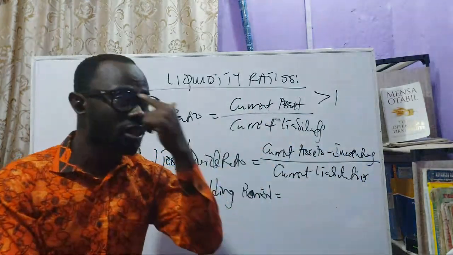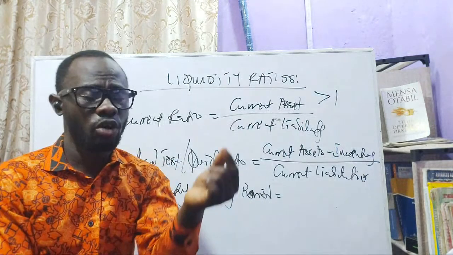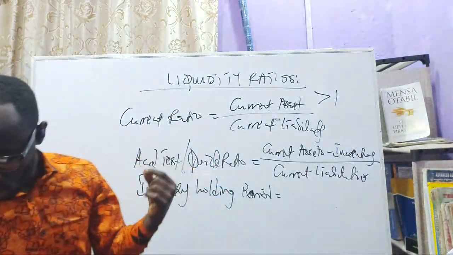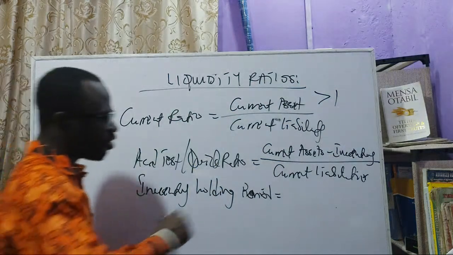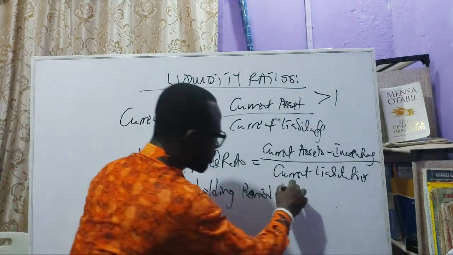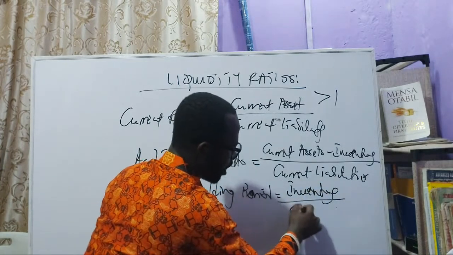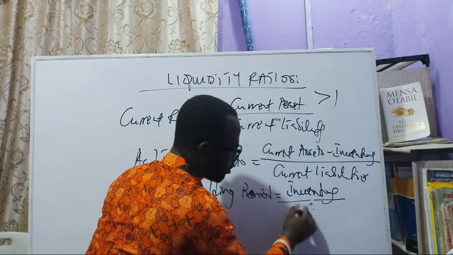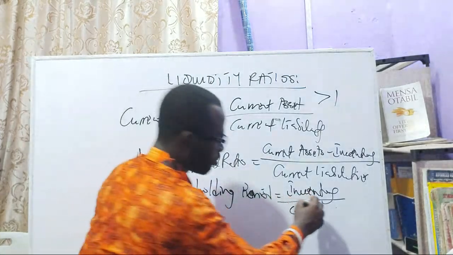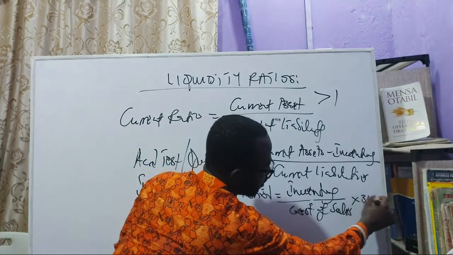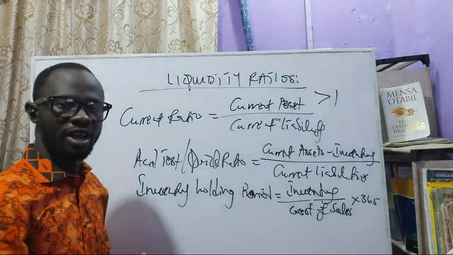Remember, I spoke about this in the introduction, when we were doing part 1. I mentioned this very well. And that is where we come in here. So what do we have? This is going to be the inventory over cost of sales times 365 days.